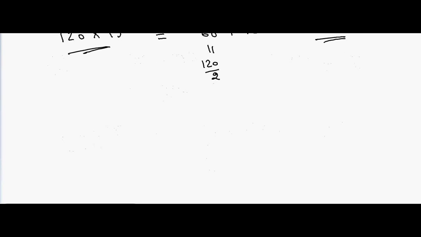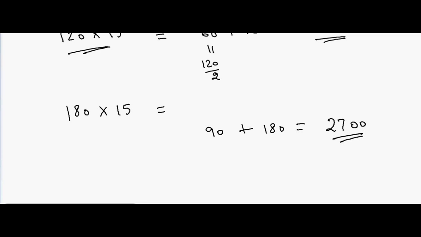So again, if I have 180 to multiply by 15, that will be equal to half of 180 is 90, plus 180, so 180 and 90, that's equal to 270. I add two zeros at the end, so that's our answer.